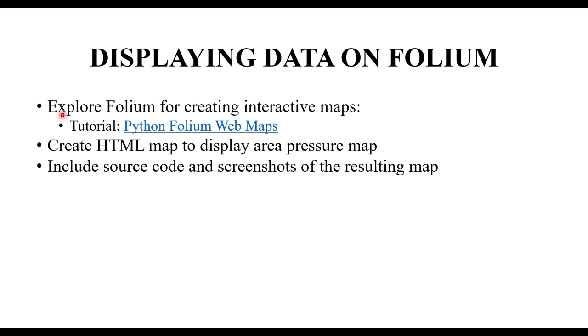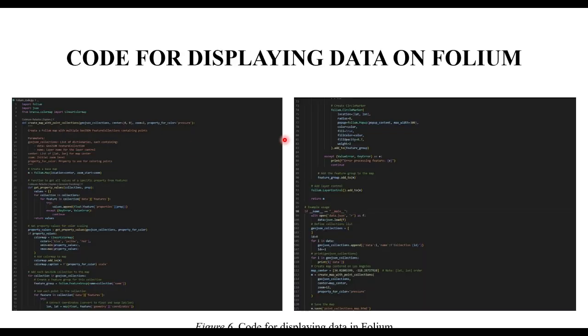So how we displayed the data: first we went to the tutorial of Folium and learned about it, and then we created an HTML map to generate HTML code to display the area pressure map. The source code is included in the next slide. So this is the source code for displaying data in Folium. Again, this will be explained later.